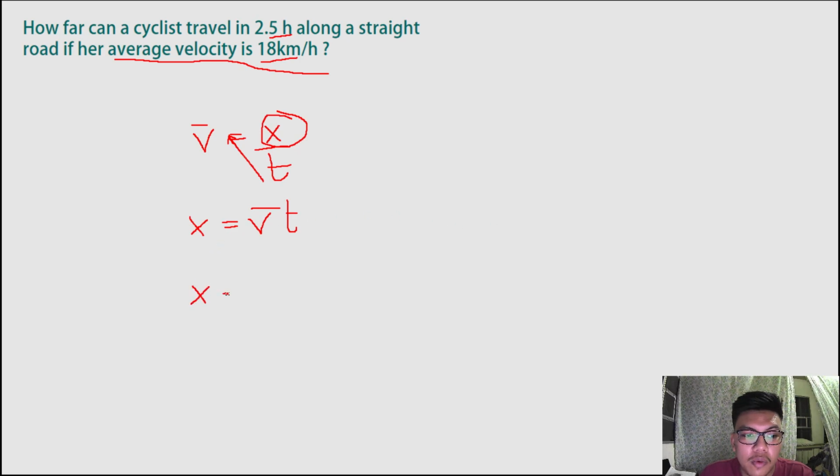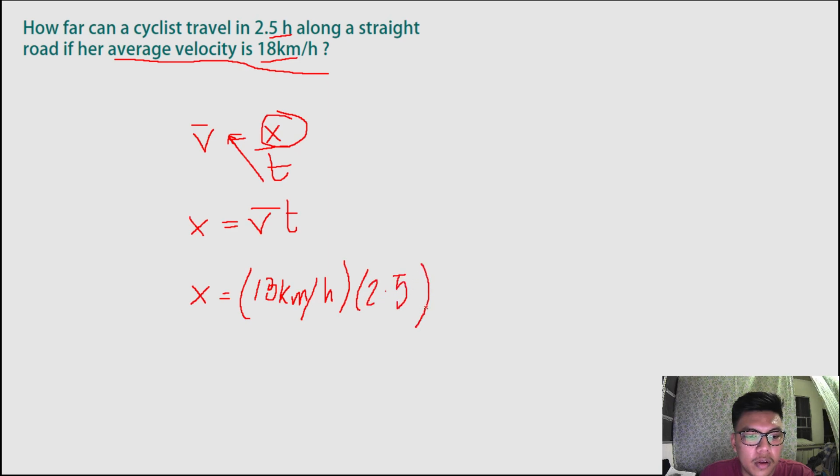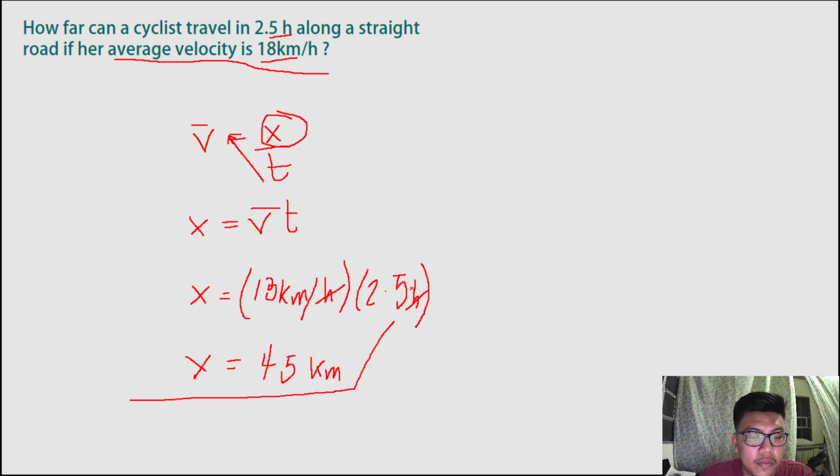Okay, so x natin will be equal to, or the distance traveled is, so 18 kilometers per hour times 2.5. Okay, so this is equal to 18 times 2.5, that is 36 plus 9, 45 kilometers. Okay, so makakancel yung hour. Then we have 45 kilometers.